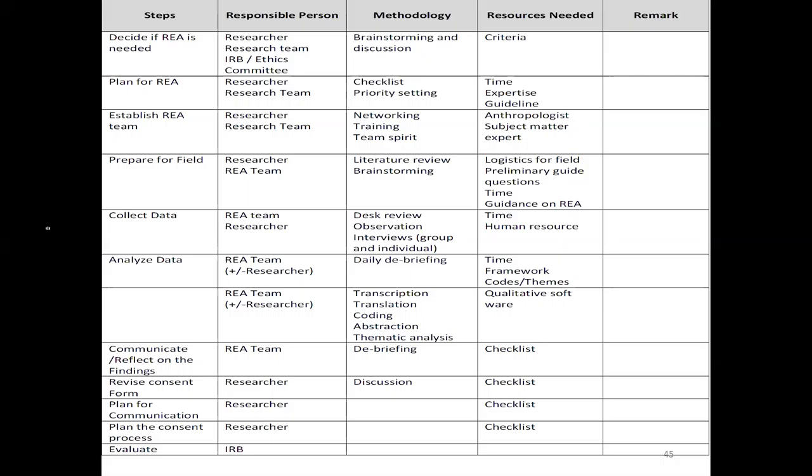And the REA team is the key there, establishing an REA team. The team dynamics are very important, as in any rapid ethnographic process. We can have 4 to 5 members. It's good to have the researcher, the PI, as a member. We need a social scientist, preferably an anthropologist, if the researcher is not a social scientist themselves. And the researcher would be the subject matter expert.